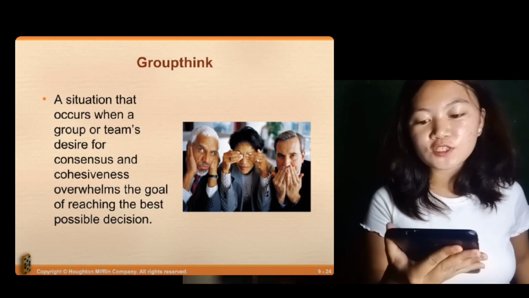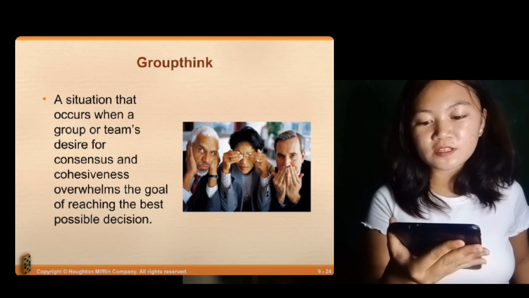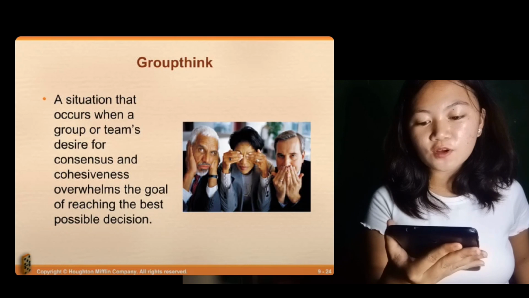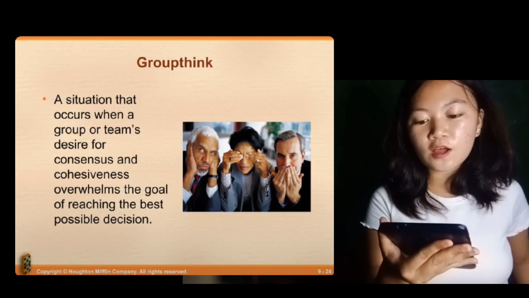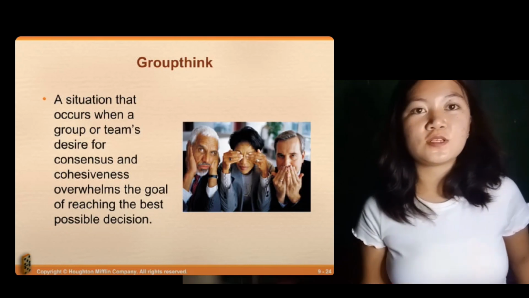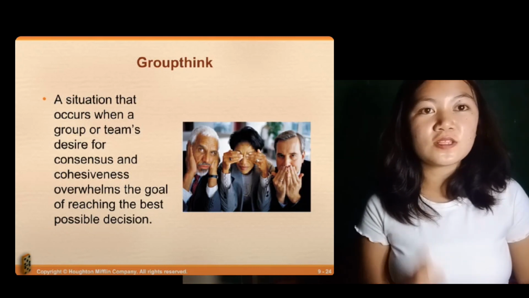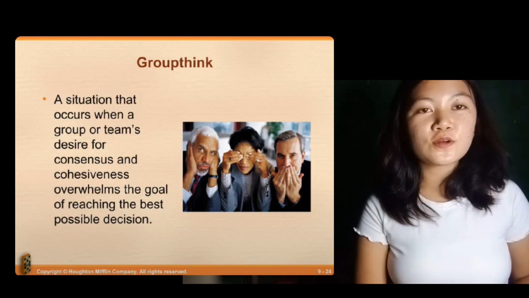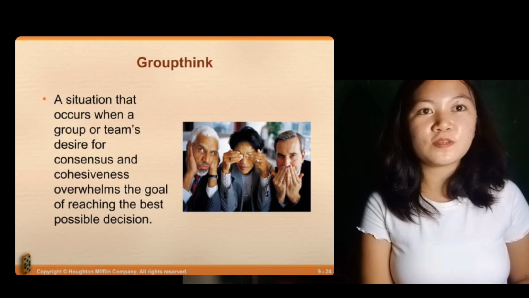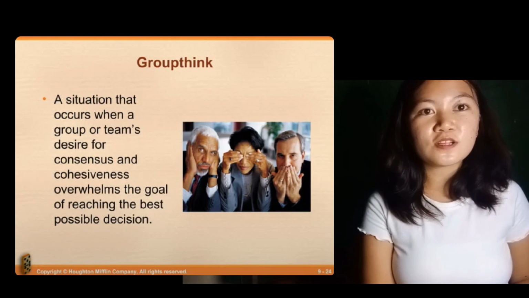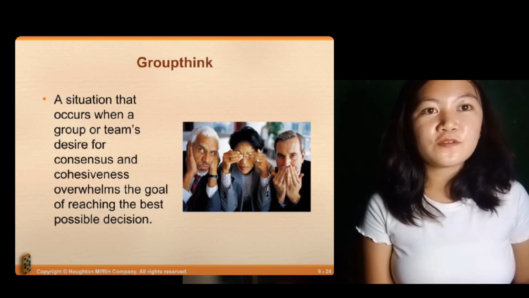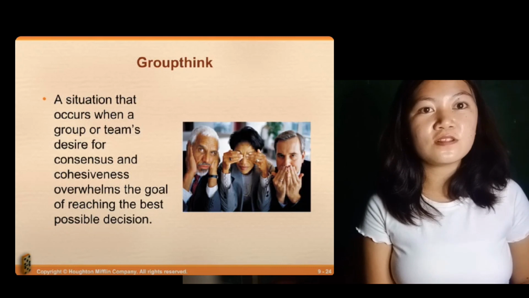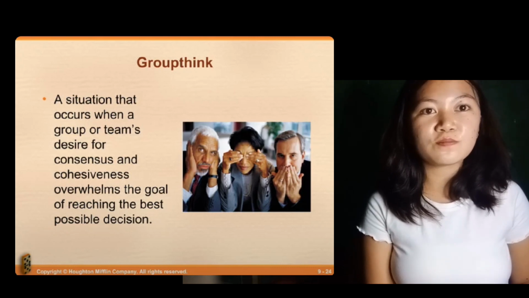Groupthink is a situation that occurs when a group or team's desire for consensus and cohesiveness overwhelms the goal of reaching the best possible decisions. Groupthink is a phenomenon that occurs when the desire for group consensus overrides people's common sense desire to present alternatives, critique a position, or explore an unpopular opinion. Here, the desire for group cohesiveness effectively drives out good decision making and problem solving.